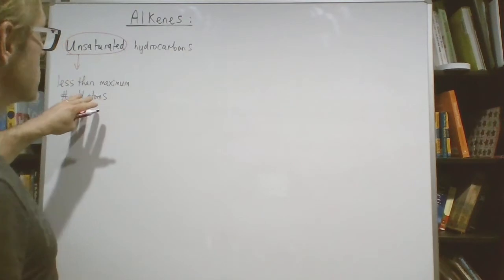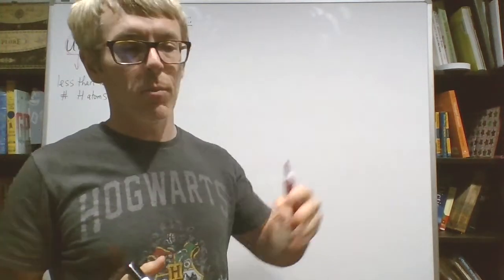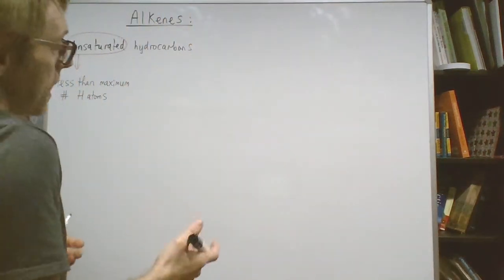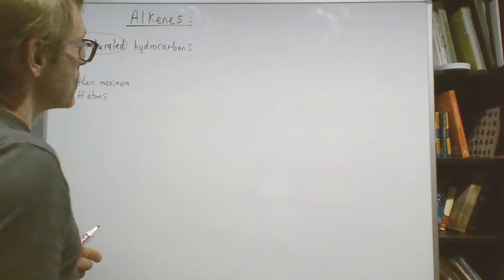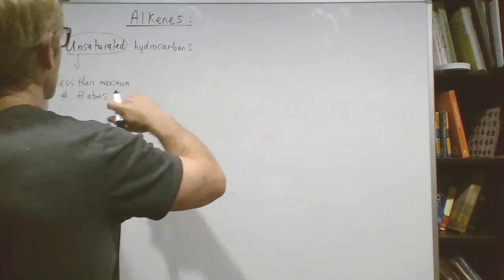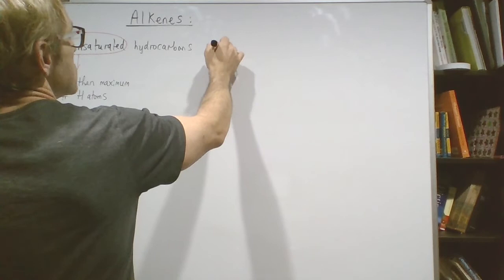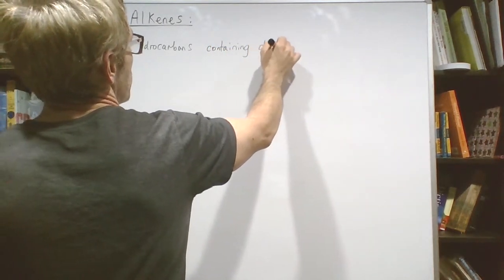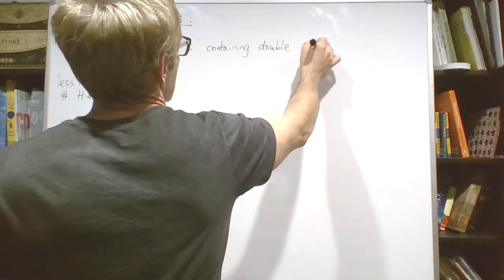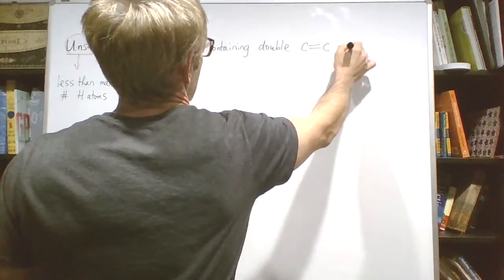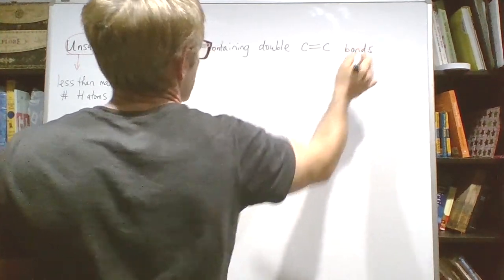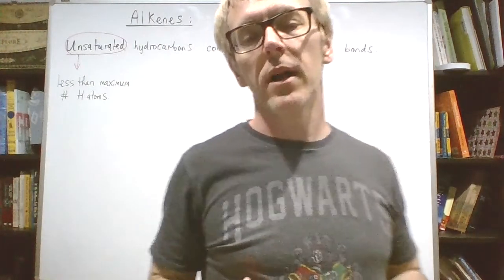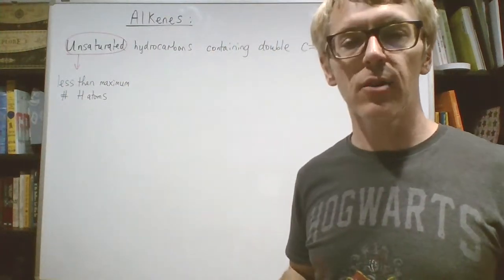Now, because we've got less than the maximum number, rather than bond to hydrogen, we've obviously bonded to something else. And if there's only carbon and hydrogen, we must have multiple bonds between carbon. So we've actually got double bonds. You can have triple bonds as well in unsaturated hydrocarbons.